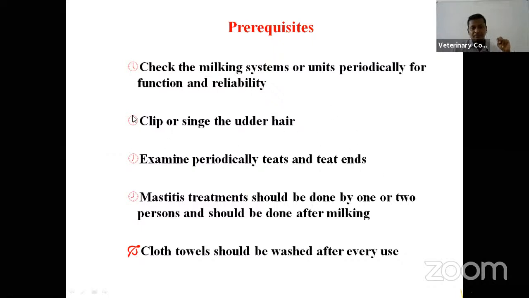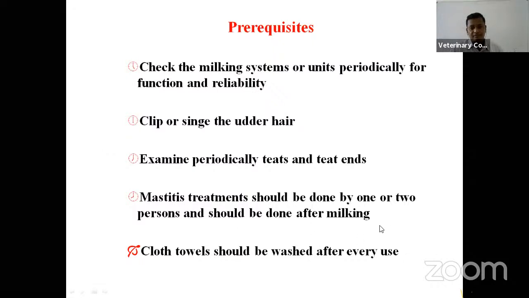There is a practice of clipping or singeing the udder hairs. Udder hairs otherwise are going to fall into the milk. Singeing is not practiced in India, but somewhere in Europe or America it is practiced, where a very low flame is just passed over the hairs so that the superficial hair is burnt out, just like you do singeing in pig slaughter, but it is for a live animal. You may ask, sir, is it going to burn? No, that much heat is not used. It is a low temperature flame, from a special singeing gun.